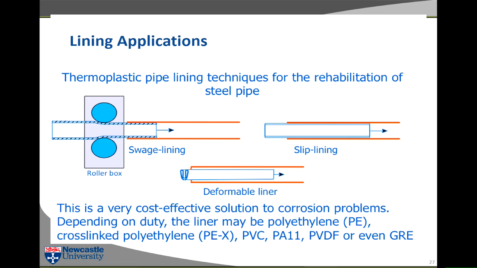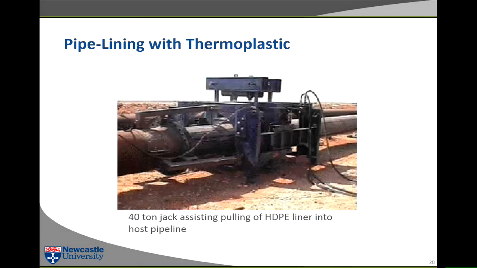So that's pipe lining. This just shows the jack which is being used for pulling one of these thermoplastic liners into a pipe. So there's a 40-ton jack assisting the pulling of an HDPE liner into a host pipeline, and you can see it's in the middle of the desert somewhere. So that's serious business.